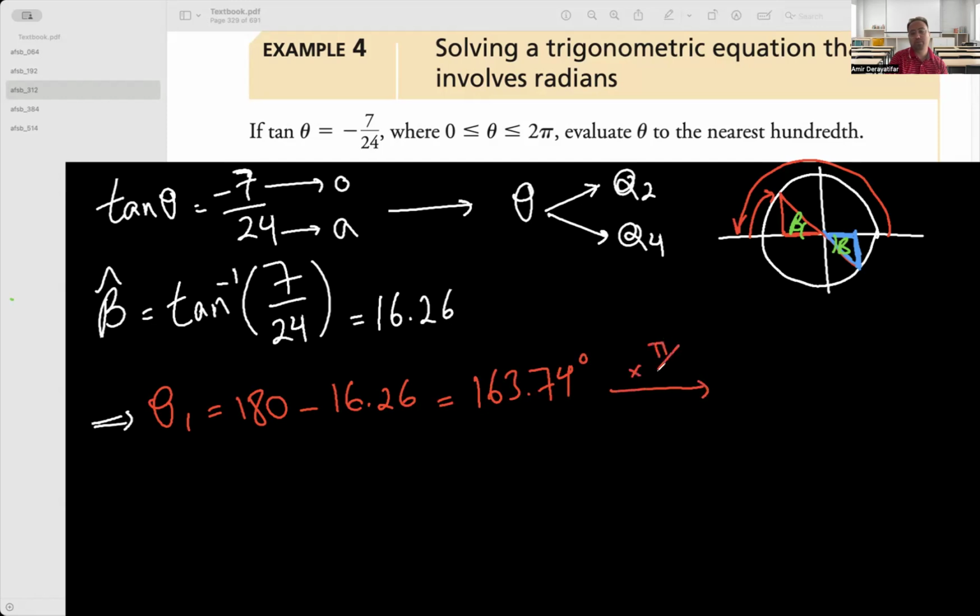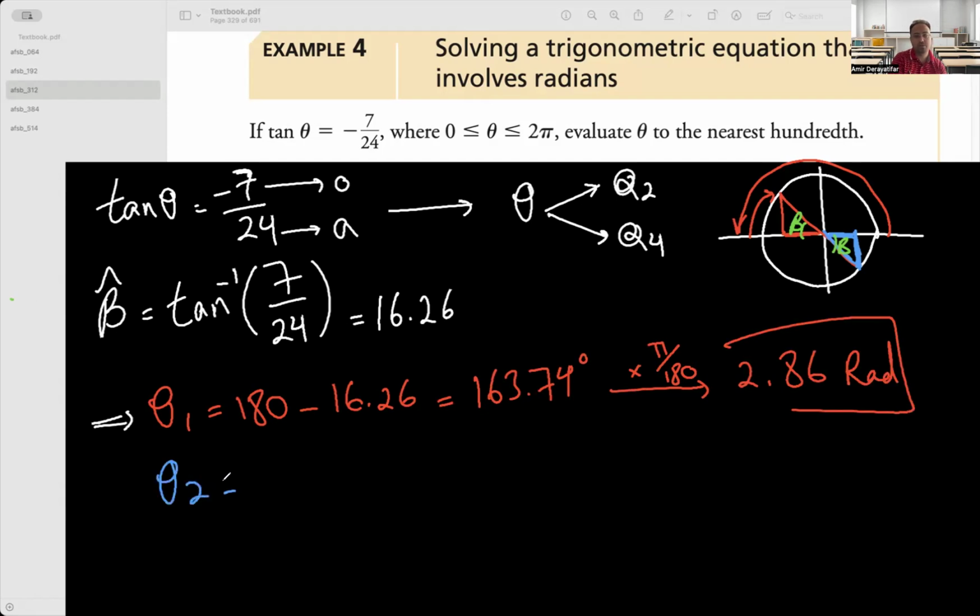If you want to convert it into radians, what do you do? Multiply by pi divided by 180. So times it by pi over 180. That gives me, to the nearest hundredth, 2.86 radians. That is theta 1.